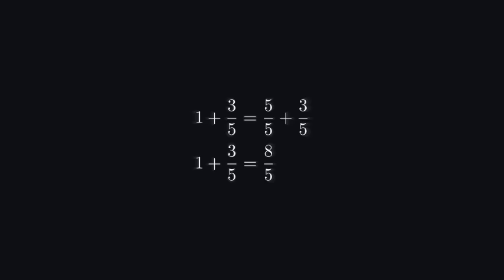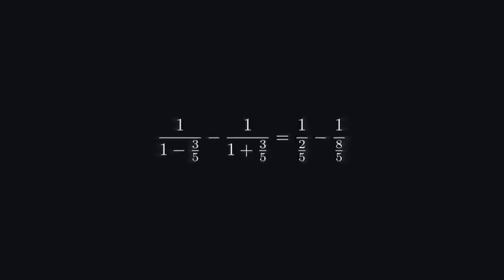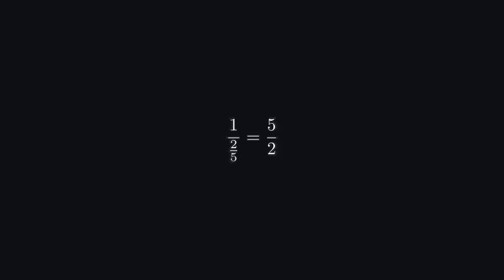So the expression becomes 1 over 2 over 5, minus 1 over 8 over 5. Remember, dividing by a fraction means multiplying by its reciprocal. So we get 5 over 2 minus 5 over 8. 1 over 2 over 5 equals 5 over 2.